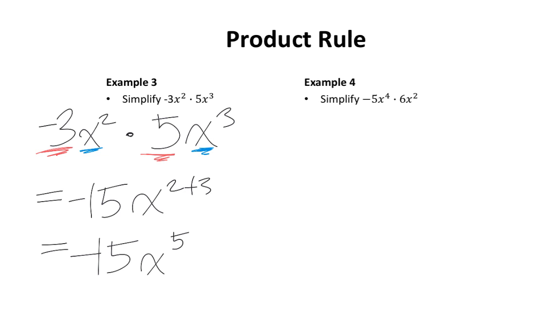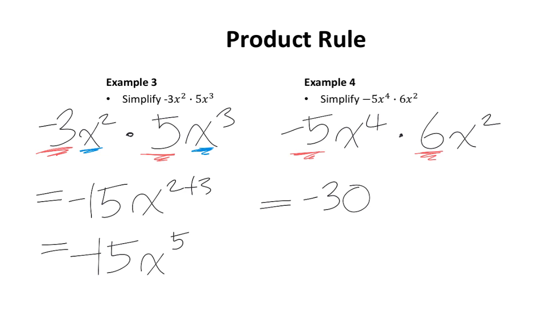Now, in our fourth example, we want to simplify negative 5x to the power of 4 multiplied by 6x to the power of 2. So let's begin by rewriting our question. Let's first take a look at the coefficients. I have a coefficient of negative 5 and a coefficient of positive 6. Remember, we are multiplying. So negative 5 multiplied by 6 is negative 30.